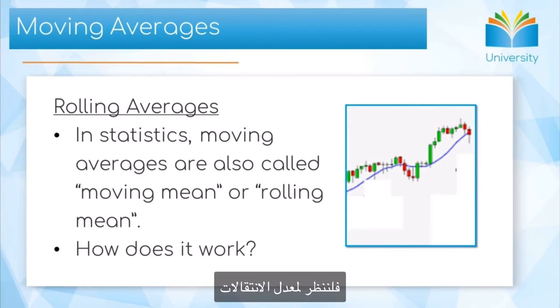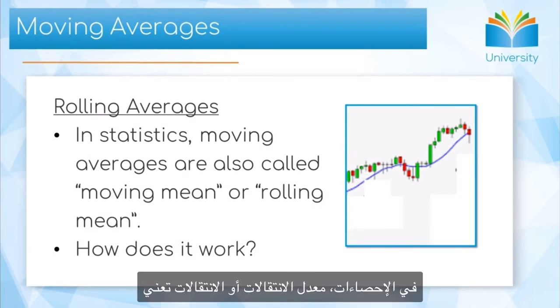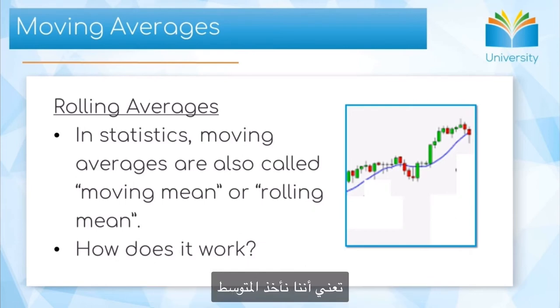So let's look at what a moving average or rolling average is. In statistics, a moving average, or moving mean, rolling mean, just means that we're averaging out the price of the stock. It's a smoothing mechanism. If this were a 20 period moving average, it's taking the last 20 sessions and the closing price of each one and then giving you the average. That line represents the average price of the stock over a certain quantity of periods.